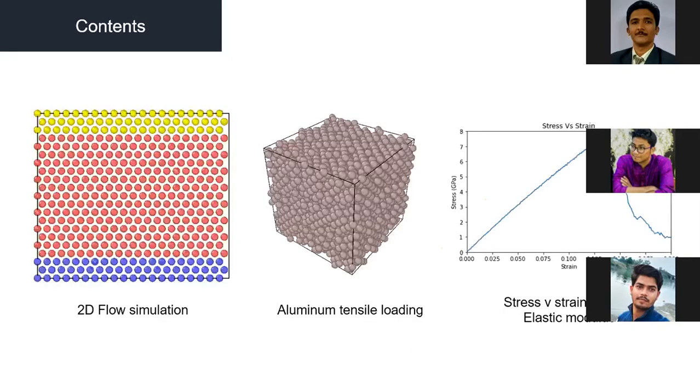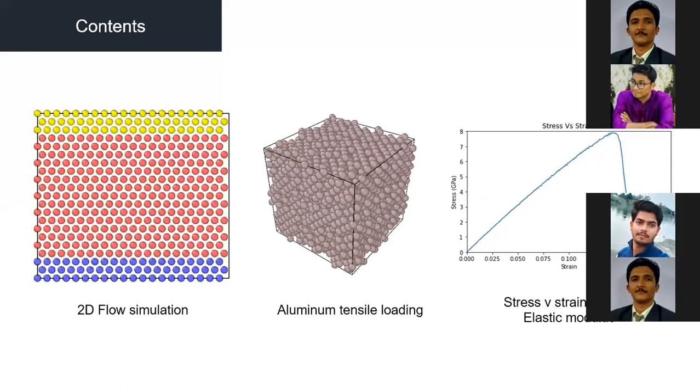Today I'll be mainly focusing on two simulations. One is the 2D flow simulation, and the other one is an aluminum tensile loading. From the aluminum tensile loading, we'll be generating a stress versus strain curve, and we'll be calculating the elastic modulus from it. The 2D flow simulation is one where we put in a thermostat and so on. Okay, let me start, then I will show you.